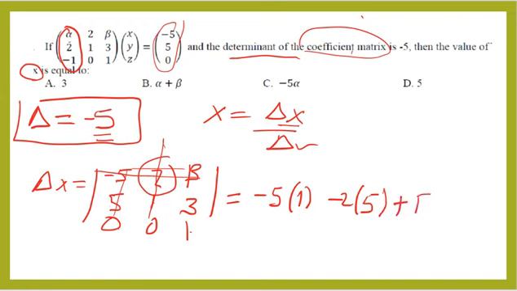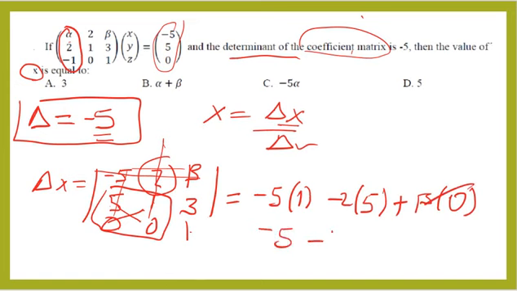Then plus beta times, in the bracket, 5 times 0 and 0 times 1, which will be 0. Because the third column and the first row will be cancelled. Only this will be left for the beta case. So 5 times 0 is 0, and 0 times 1 is 0. So this is 0. So what is delta x? Negative 5 minus 10, which will be negative 15.